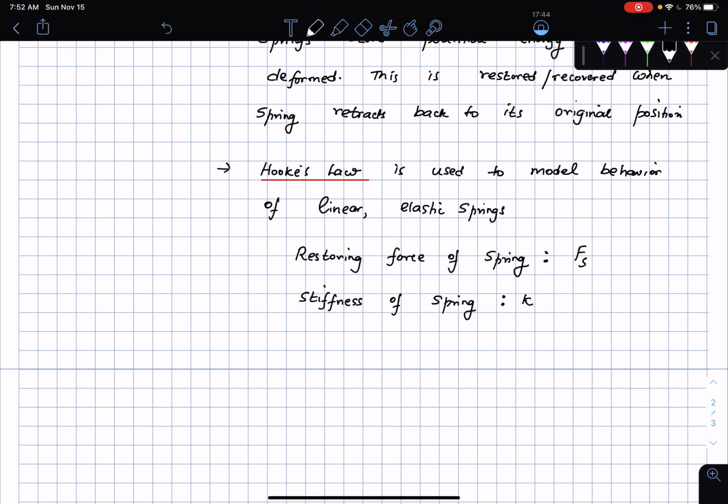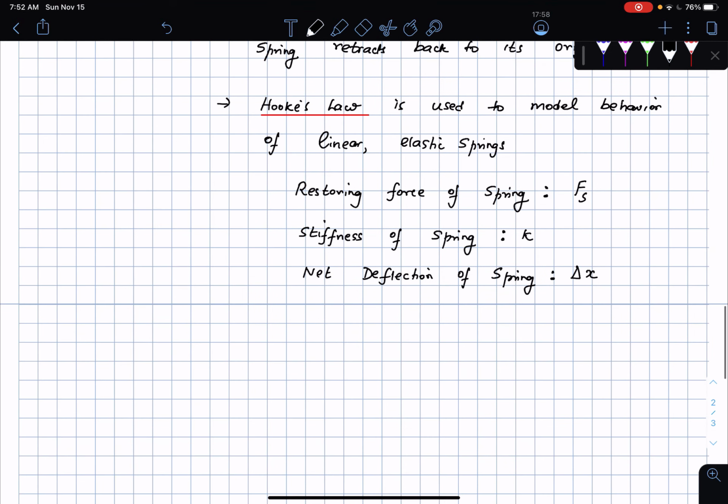Then I'm going to look at the net deflection of the spring, and I'm going to call this delta x. According to Hooke's law, the restoring force of the spring is directly proportional to delta x, or Fs is equal to K times delta x.